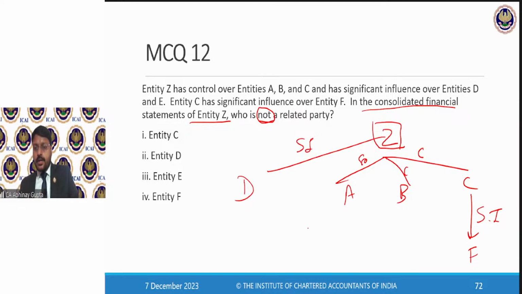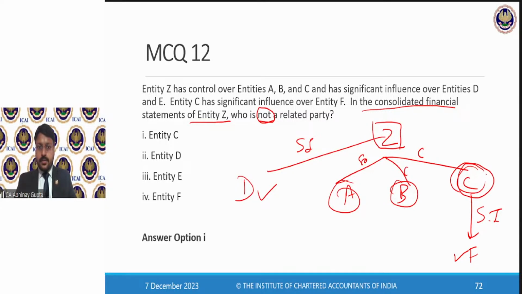While preparing the consolidated, all the subsidiaries will get eliminated. ABC will get eliminated, yes or no? Yes. So ABC will not be subsidiary or related party in the CFS. But D will be there as a related, yes. F will be there as a related, yes. Right? So D and F will be related. So C, it is a subsidiary, will not be related. So option 1, entity C will not be related. Clear?